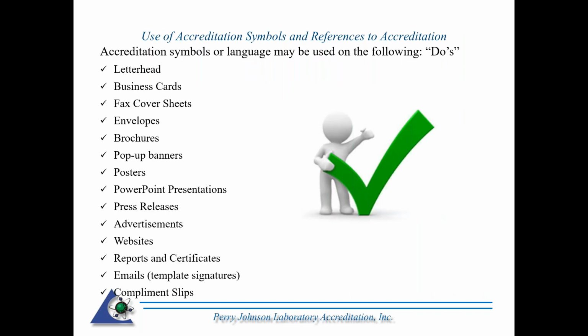So do's and don'ts are specified in SOP3. So items you can use the accreditation symbol and language on include things such as company letterhead, business cards, fax cover sheets, envelopes, brochures, pop-up banners, posters, PowerPoint presentations, press releases, advertisements, websites, reports and certificates, email template signature, and compliment slips.